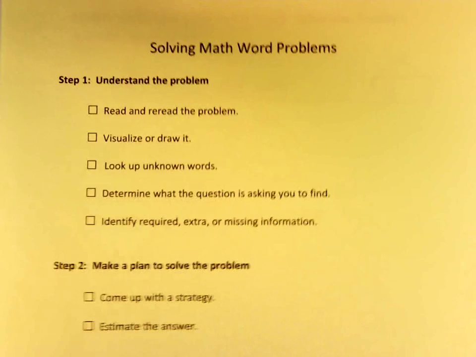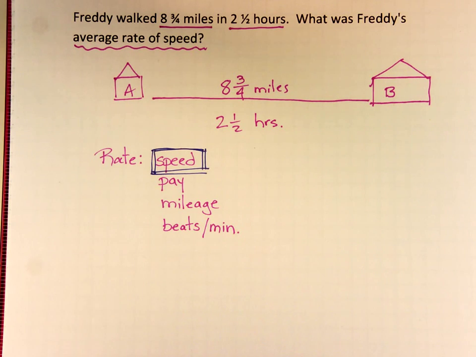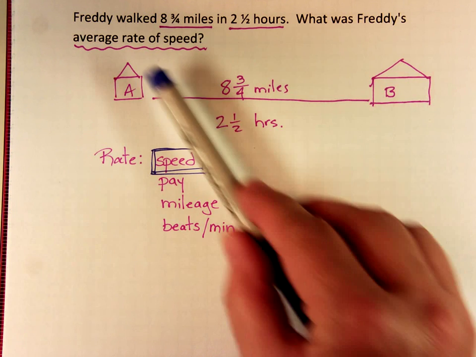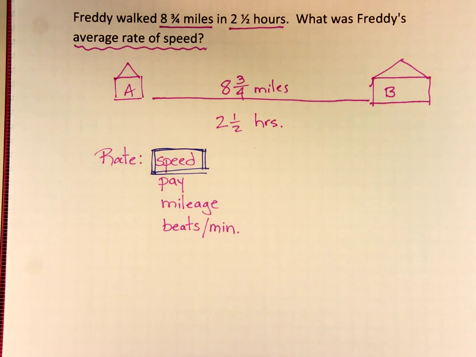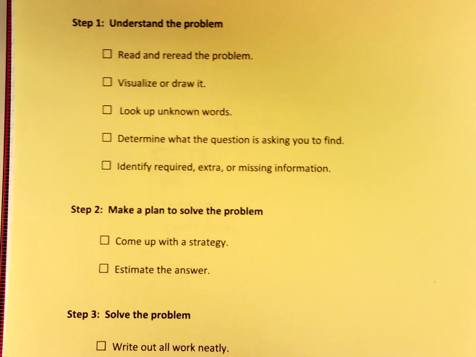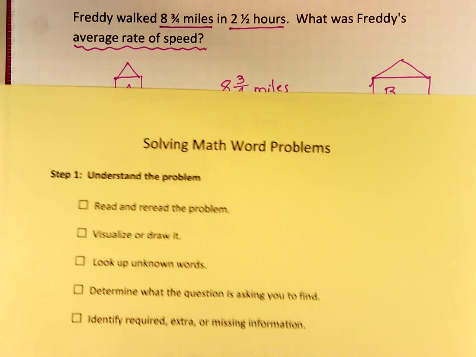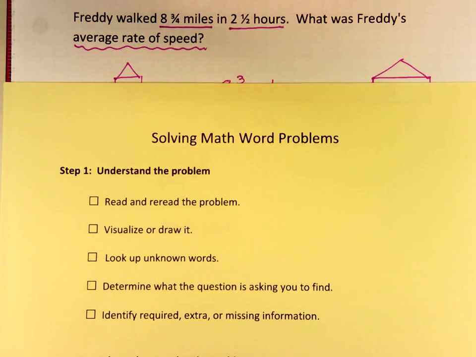Okay. Determine what the question is asking us to find. The question is asking us to find Freddie's average rate of speed. Identify required, extra, or missing information. I think we have everything that we need. We have distance and we have time, so we can figure out the rate.